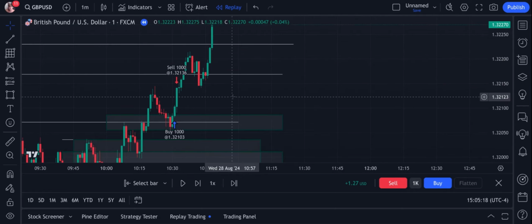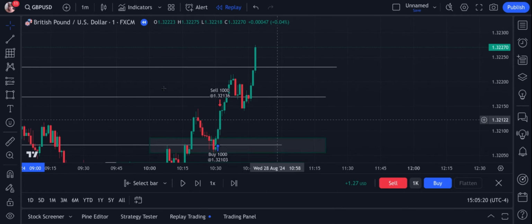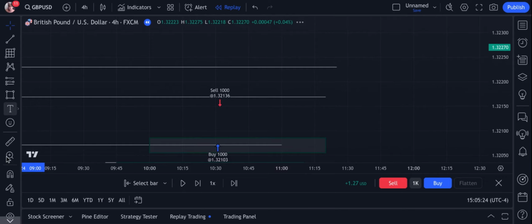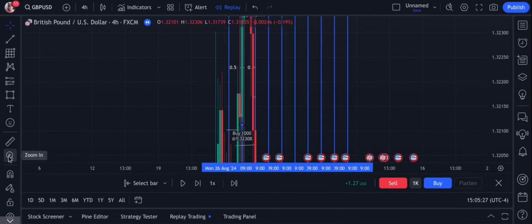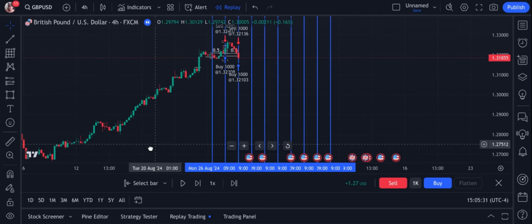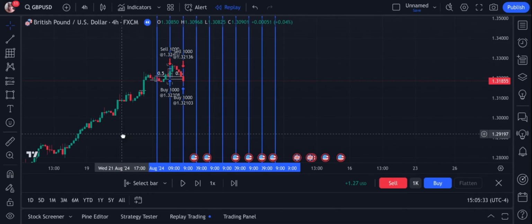Okay, third TP gets hit. That was an excellent trade. I'm very happy with that one. Very smooth.